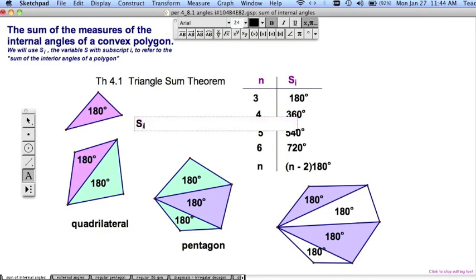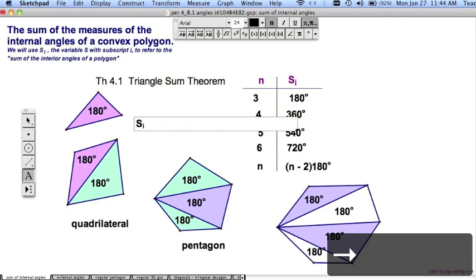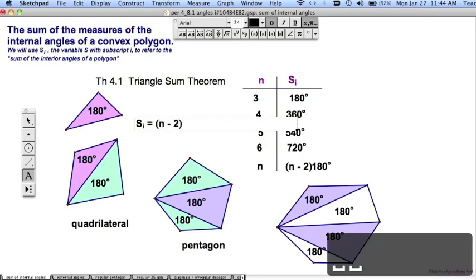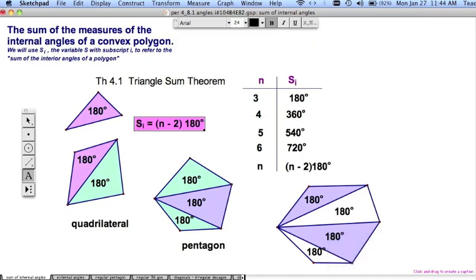I'll write it down. There's S sub i. Hit the right arrow, it kicks it out of that subscript form. And I'm going to write this formula. N minus 2. You just developed this formula. Isn't that beautiful? Times 180.